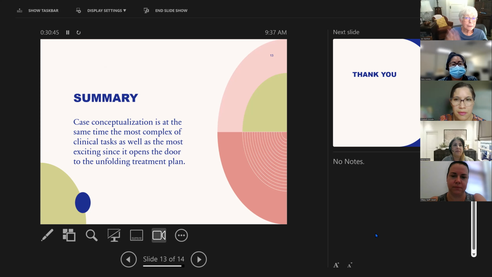Case conceptualization is at the same time the most complex of clinical tasks, as well as the most exciting, since it opens the door to the unfolding treatment plan. I don't know if you get the idea, but I believe that with all my heart. Because once you understand what's going on, the doorway opens of what to do about it. As long as you're continuing to build that alliance to support the work.